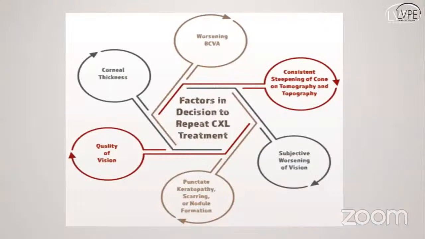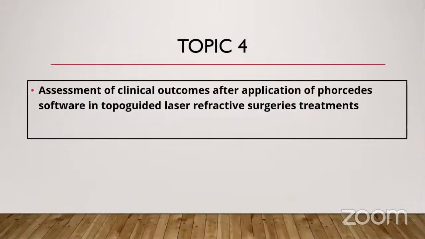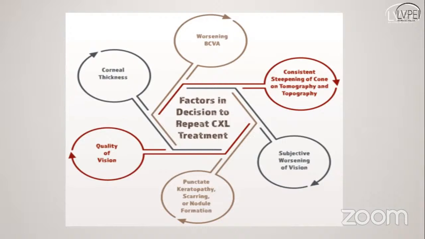Similarly, in patients who had already had CXL, the criteria considered for progression even after CXL are almost the same: deterioration in visual acuity, decrease in the corneal thickness, and steepening of the cone in tomography. So we thought this would be a good topic to study.